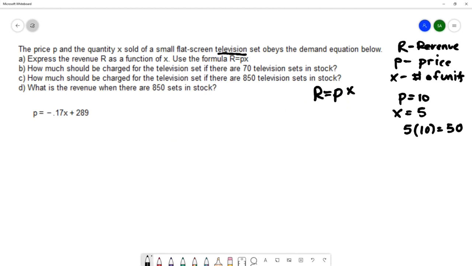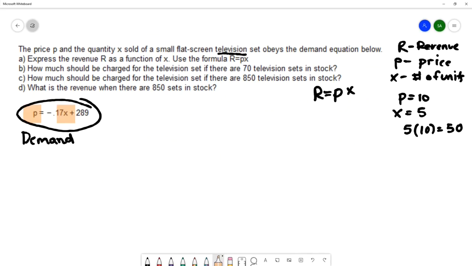So in the first part, it says express the revenue as a function of X and use the formula R equals PX. So I've kind of ignored this part down here. This is something called the demand equation, and it is P equals negative 0.17x plus 289. So this is an equation that has variables of x and p.